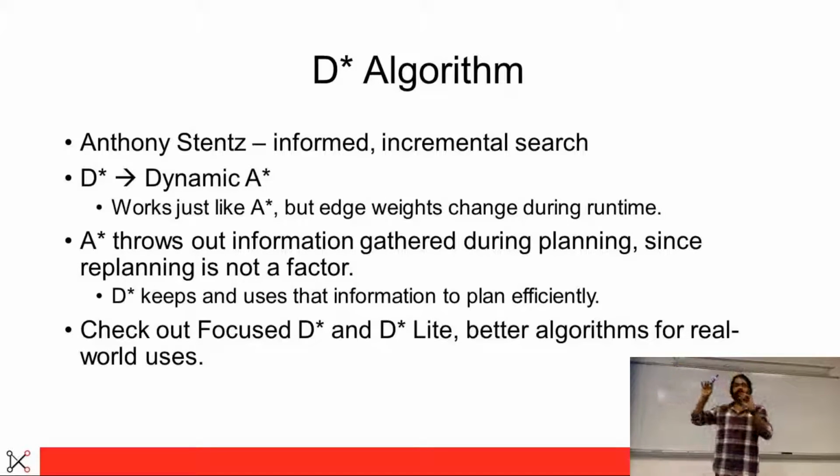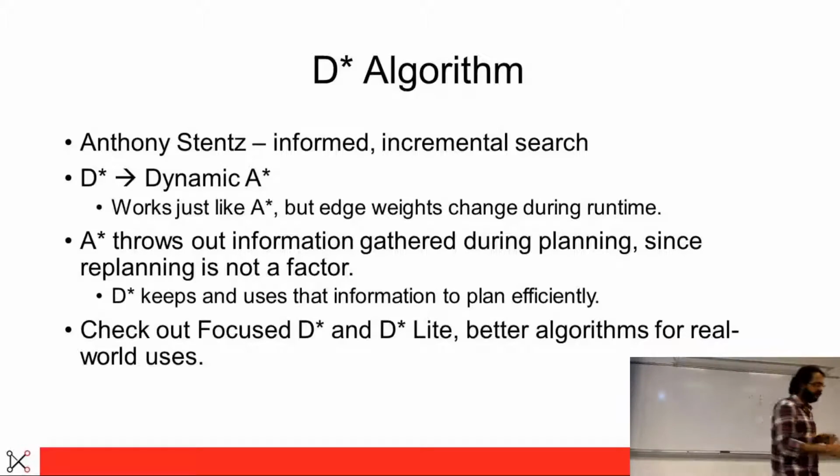As I mentioned, focus on D star and D star Lite. Check these out. They are slightly different, complicated algorithms, but no one uses D star in real world examples because D star Lite is currently the so-called standard for dynamic planning. So take a look. We should have a video on D star Lite.